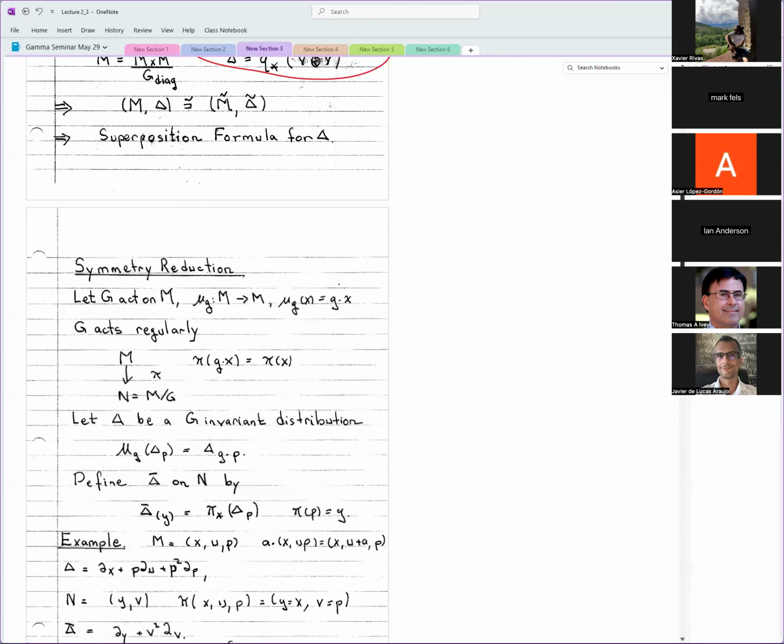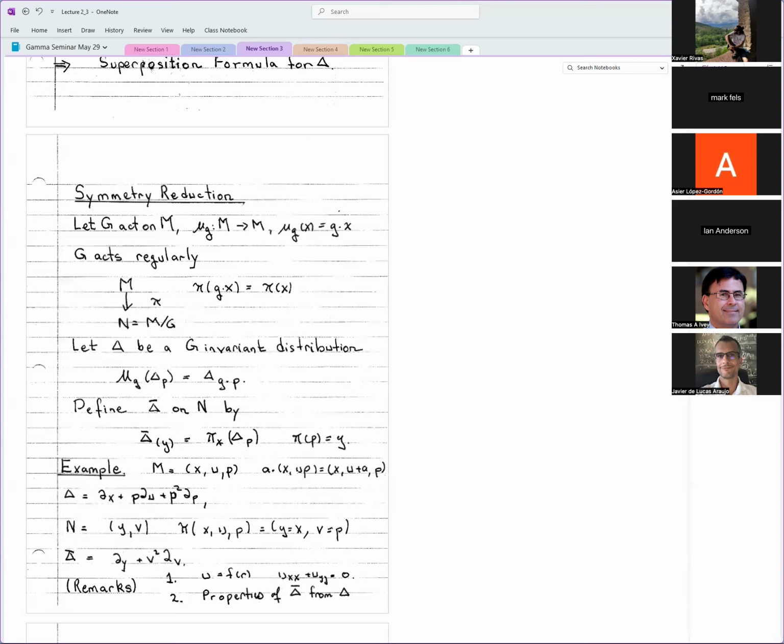Okay, so the first part of this is pretty easy. So let's just do some generalities. We have a group acting on a manifold M. We'll let mu sub G be the multiplication diffeomorphism. So this is a group of diffeomorphisms defined by the group action.